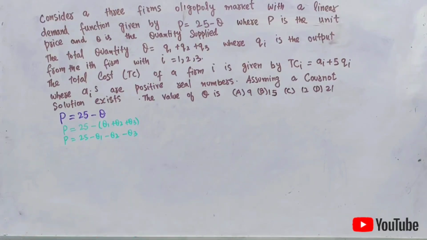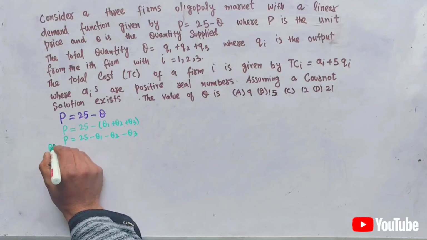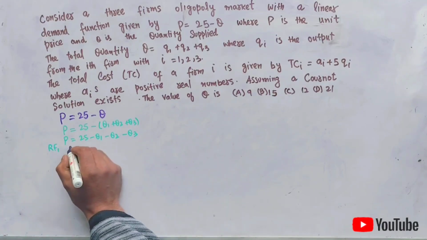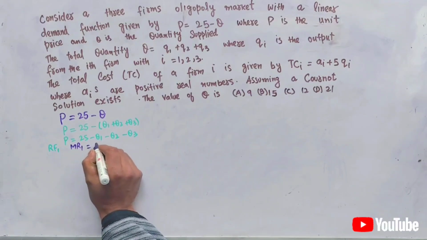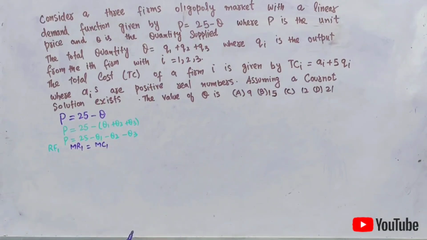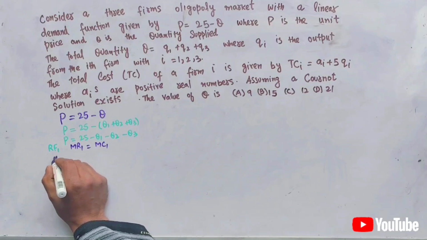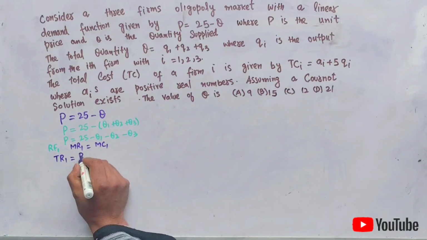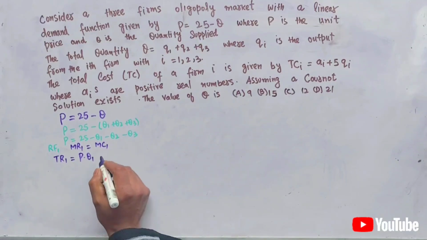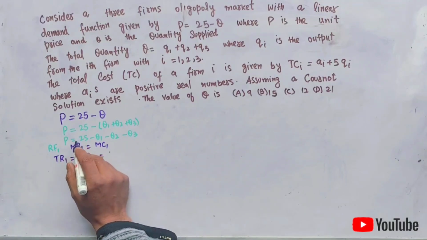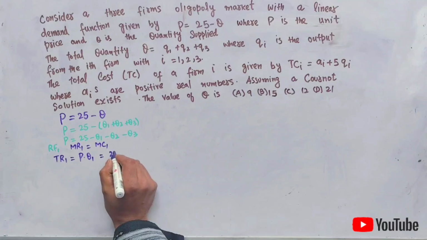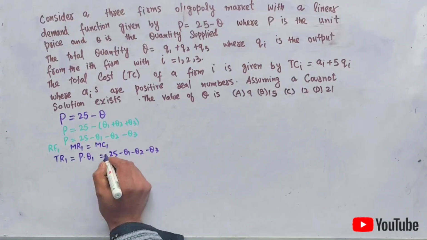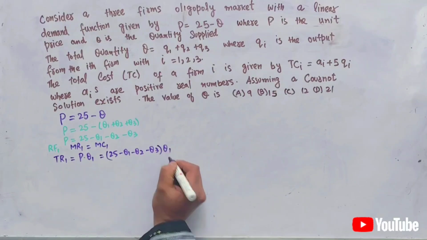Let us first find out the reaction function for firm 1. For firm 1, what is the equilibrium condition? That is, the marginal revenue of firm 1 should be equal to the marginal cost of firm 1. To find out the marginal revenue of firm 1, first we need to find out the total revenue of firm 1, which will be equal to price times the quantity of firm 1, which will be equal to, so P is this very function, so we have 25 minus Q1 minus Q2 minus Q3. To this we multiply by Q1.